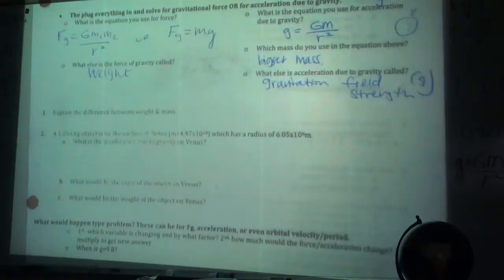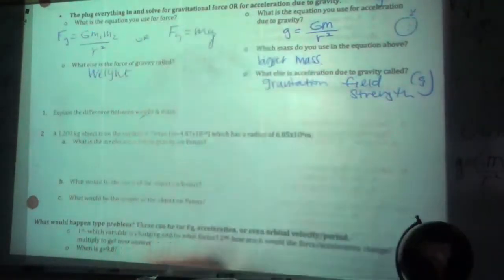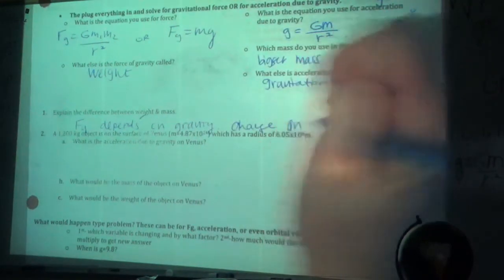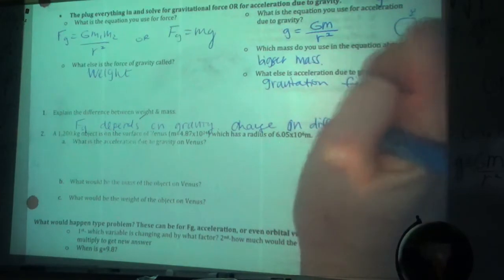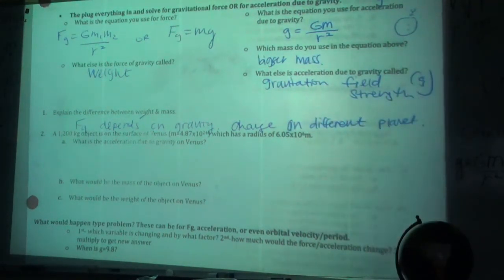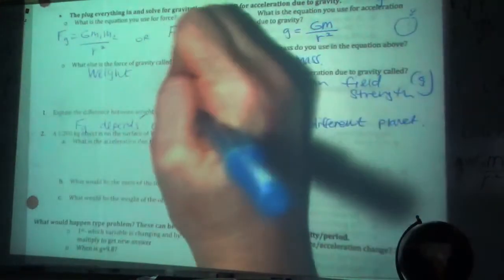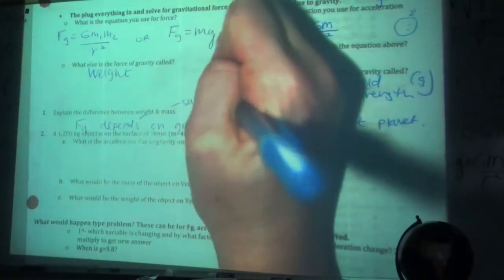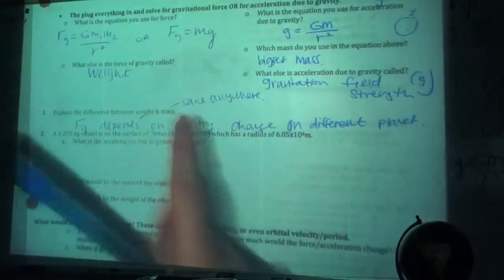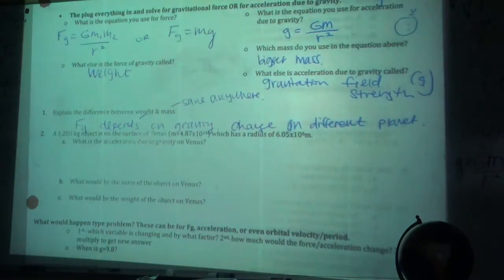Difference between weight and mass. Weight is actually a force, so it's going to depend on gravity. So it will change on different planets. If I go to the moon, I have a different weight than if I am on Earth or Mars, etc. My mass will be the same anywhere. My mass isn't going to change if I go to the moon. That's just how much mass I have.